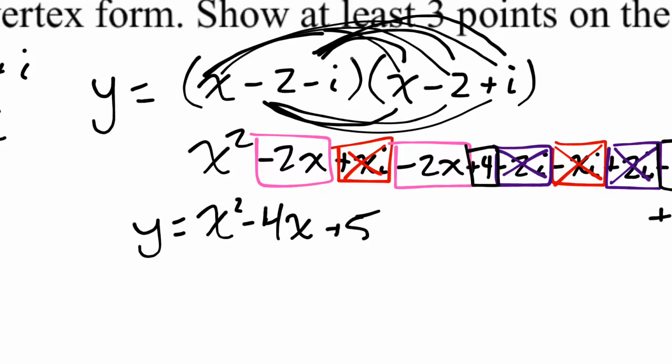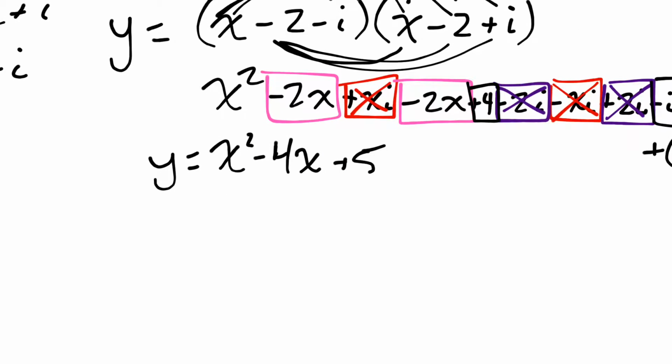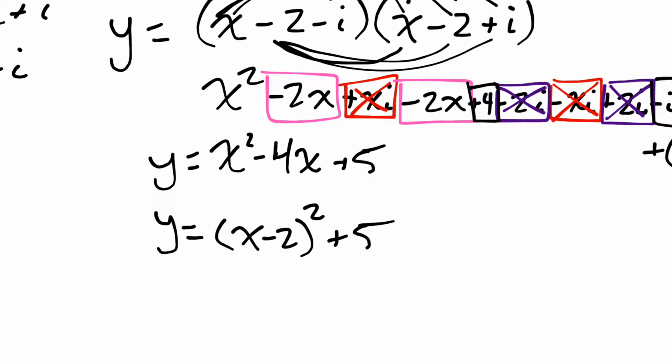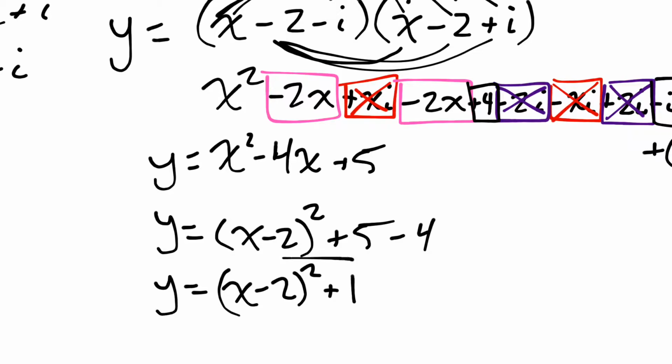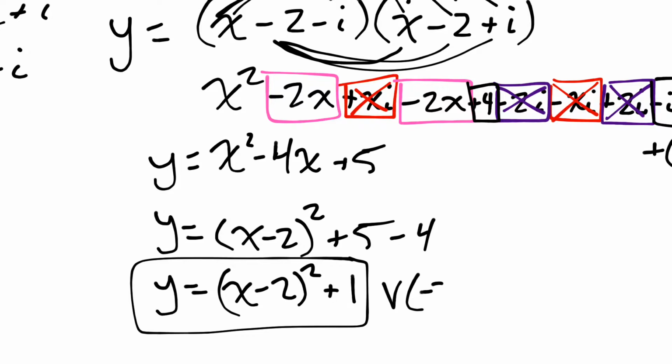So let's go ahead and complete the square to get this into vertex form. So y equals x minus 2 squared plus 5. How do I adjust it? Well, minus 2 squared is positive 4, so I've added 4, so I need to subtract 4. And so I get y equals x minus 2 squared plus 1. And that is my equation in vertex form, telling me my vertex is at 2, 1.